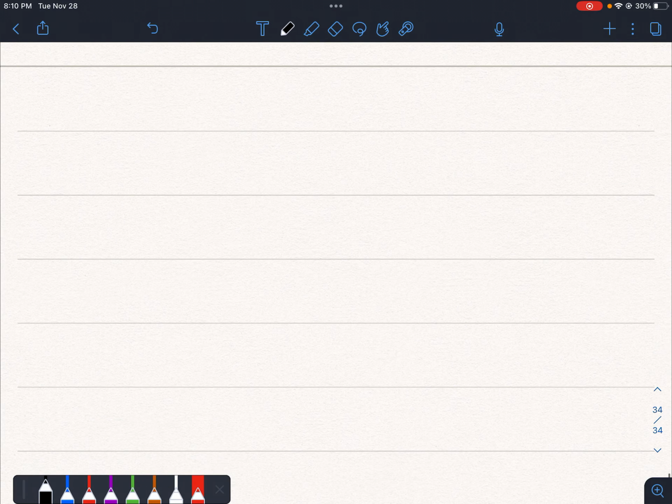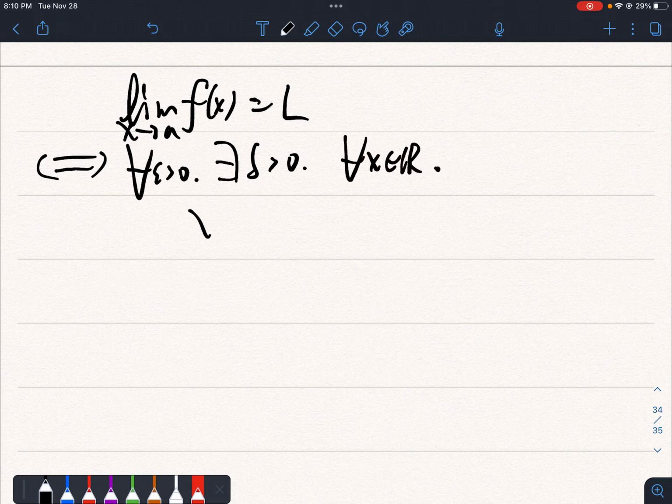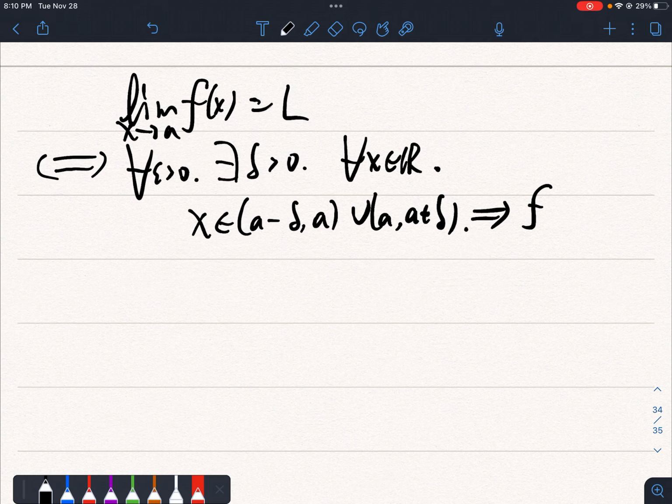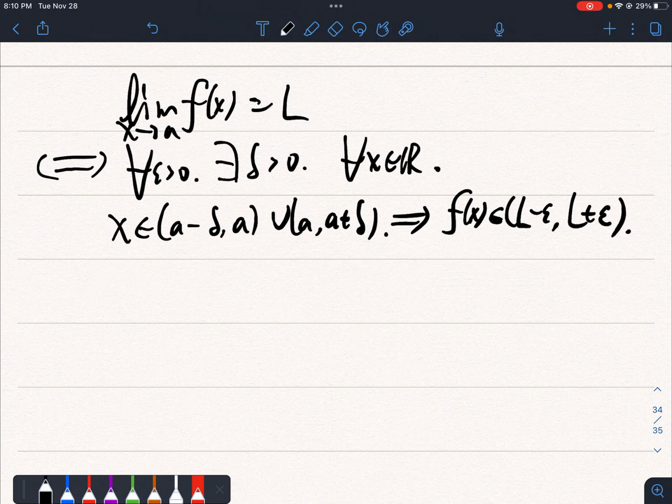So first let me write this definition again, because it's super important. The limit as x goes to A of f of x is equal to L is true if and only if for all epsilon bigger than 0, we can find some delta bigger than 0, which can depend on epsilon, such that for all x in R, if x is in the interval A minus delta to A union A to A plus delta, then this implies f of x is in the interval of L minus epsilon to L plus epsilon.